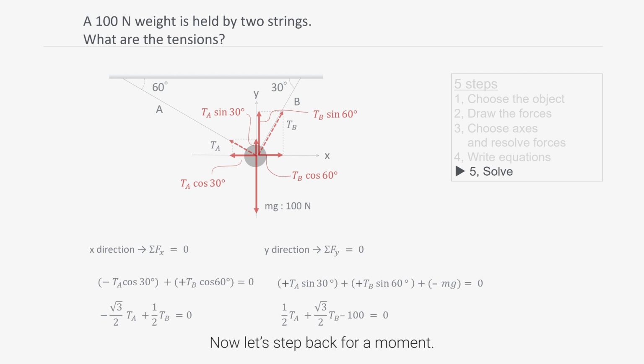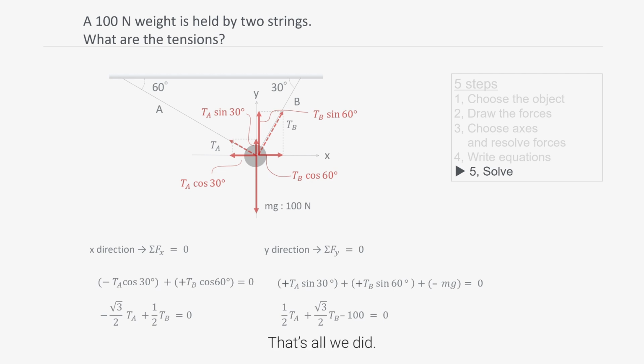Now let's step back for a moment. What did we actually do? We didn't use a special trick. We didn't memorize a formula. We were just reading Newton's equation carefully. And reading it carefully means this: Newton's equation can describe only one object at a time. So first, we had to choose which object to focus on. Then, we looked only at the forces acting on that object. Finally, we wrote Newton's equation for that object and solved it.